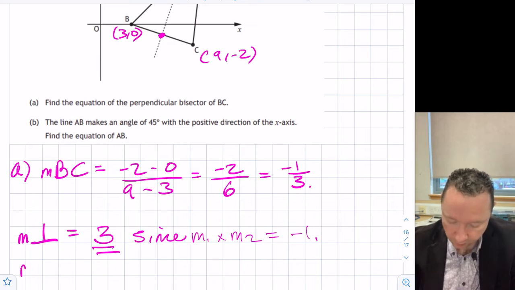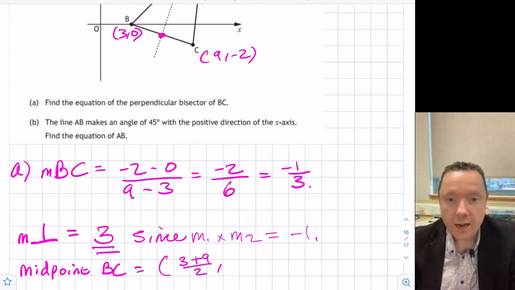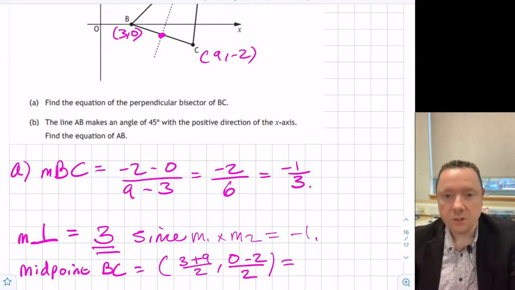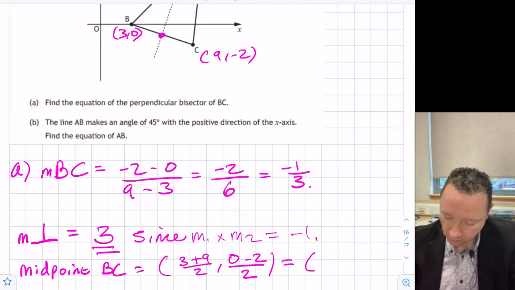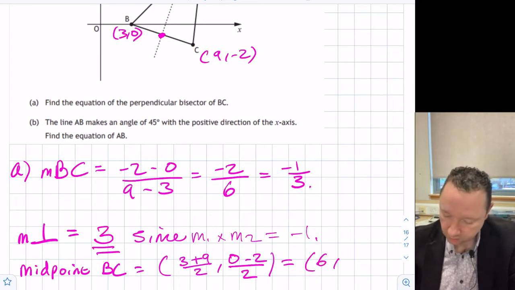So the midpoint of BC is equal to the average of the x's, 3 plus 9 divided by 2, and the average of the y's, 0 minus 2 divided by 2. 3 plus 9 is 12, divided by 2 is 6. 0 minus 2 is negative 2, divided by 2 is negative 1.